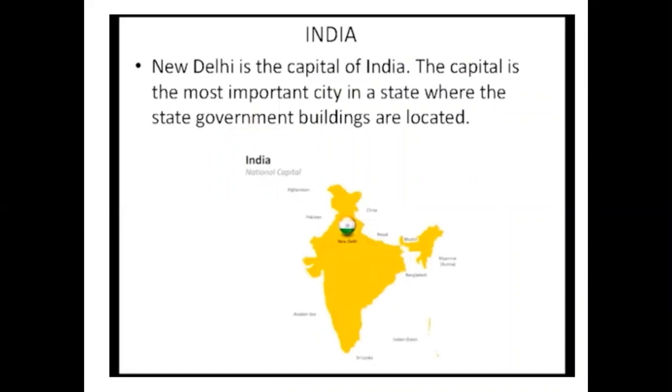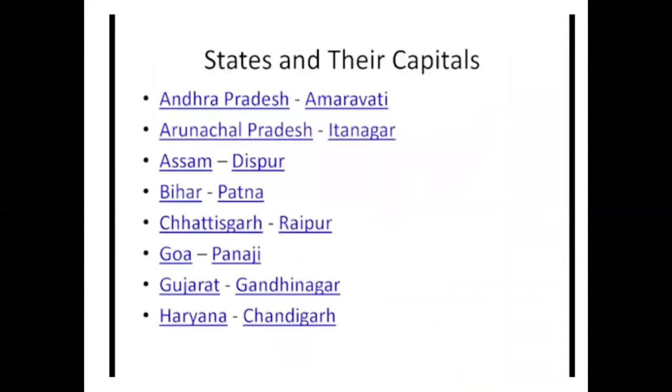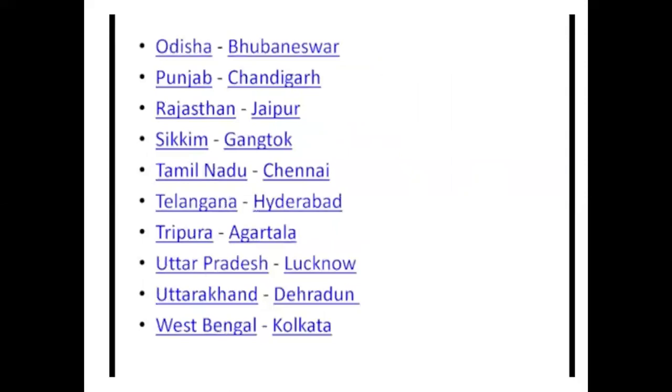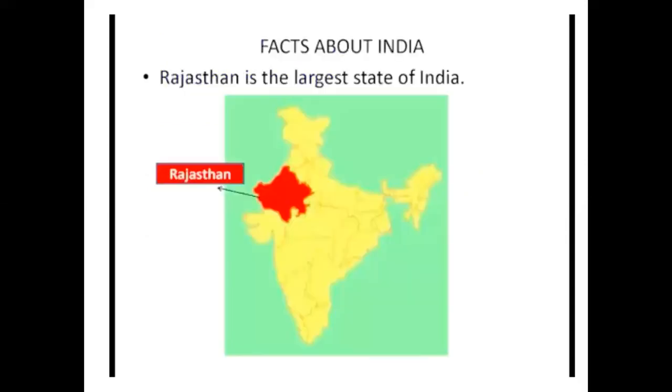The capital is the most important city in a state where the state government buildings are located. States and their capitals. Children, you can also learn the states with their capitals. But sometimes you have to keep yourself updated because they keep changing. Karnataka, here it is written Bangalore, but it is actually Bengaluru now. So all the 28 states and their capitals are given here. When you get time, you can learn them. It is good for your India GK.